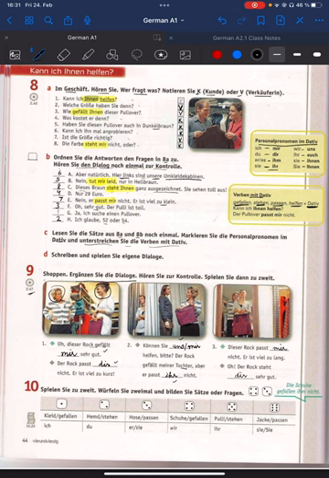Dieser Rock passt mir nicht. Er ist viel zu lang. Oh, der Rock steht dir sehr gut.